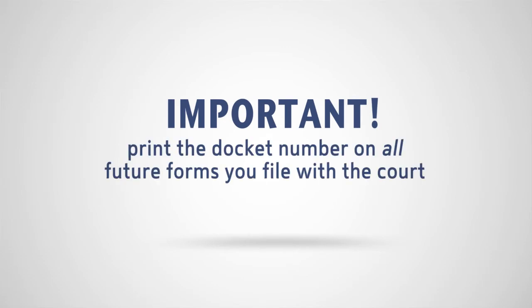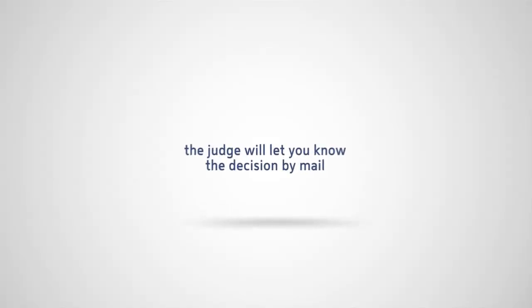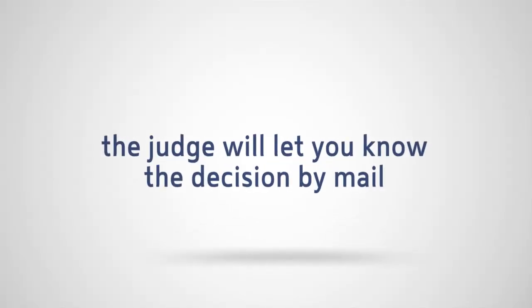It is very important that you print the docket number that has been issued on your case for all future forms you file with the court. If you are filing the motion and affidavit to proceed in forma pauperis, you do not have to pay the filing fee when you file, but may have to pay after the judge reviews your information and signs the order. The judge will look at the papers and let you know the decision by mail.